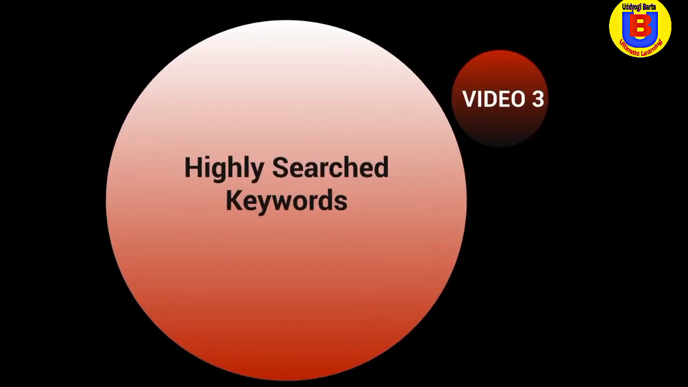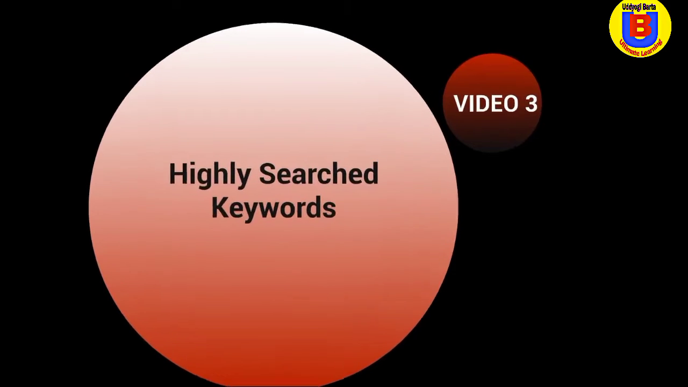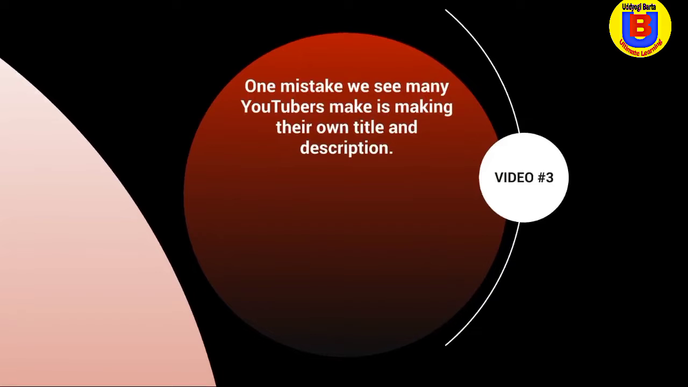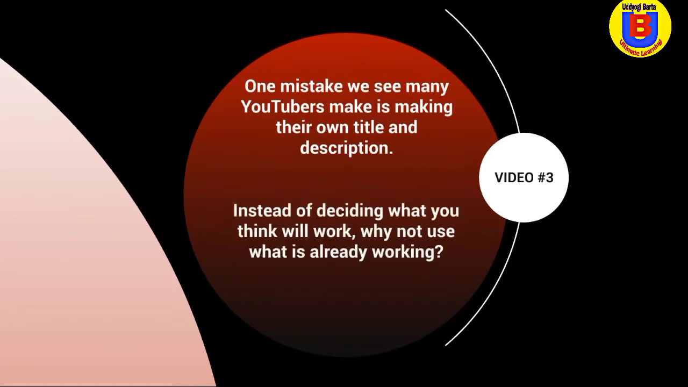Let's talk about highly searched keyword terms and how you can figure out what your main keyword is going to be, what your sub keywords are going to be. One mistake that we see many YouTubers make is simply making their own title and description. I mean, it's natural, right? But instead of deciding what you think will work, why not use what is already working and do some simple keyword research that's not going to take a lot of time, and this way you'll have the right information that will help you rank on the right keywords.